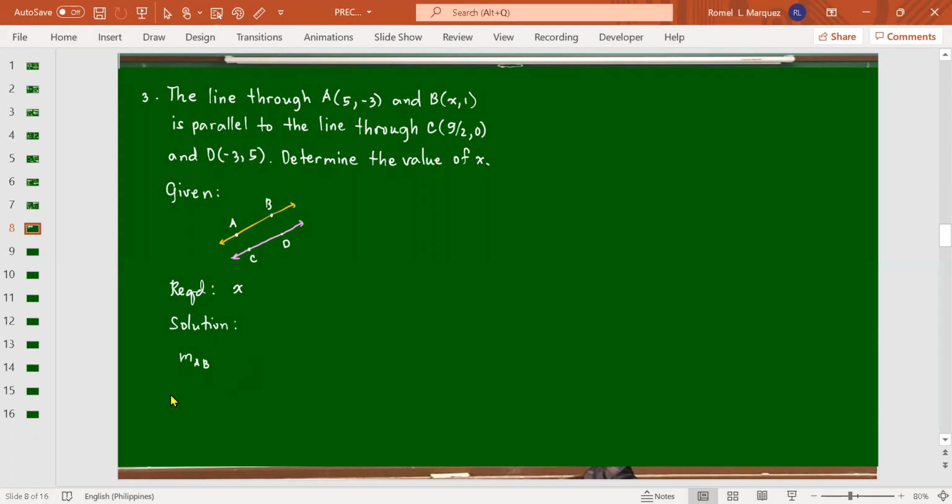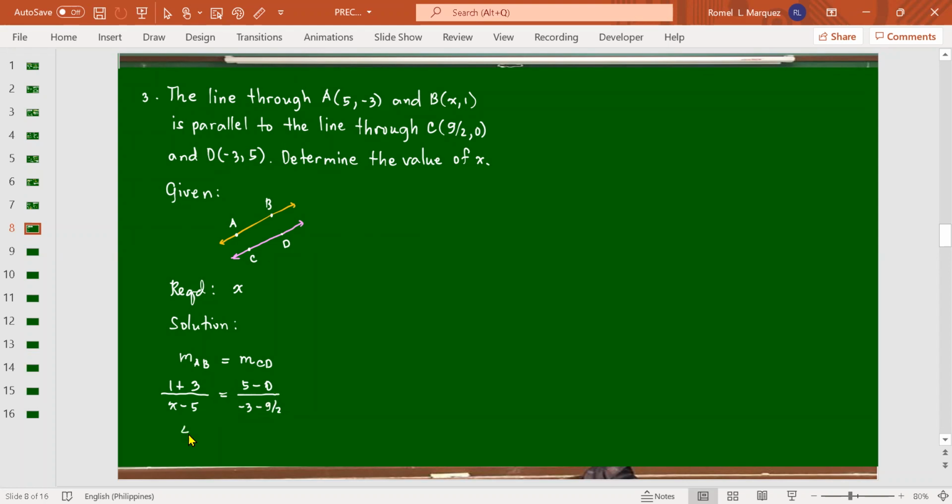What is the slope of line AB, guys? 1 minus negative 3 all over x minus 5. This is supposed to be equal to the slope of the line passing through CD, no? And what's the slope of CD? 5 minus 0 all over negative 3 minus 9/2. Okay?